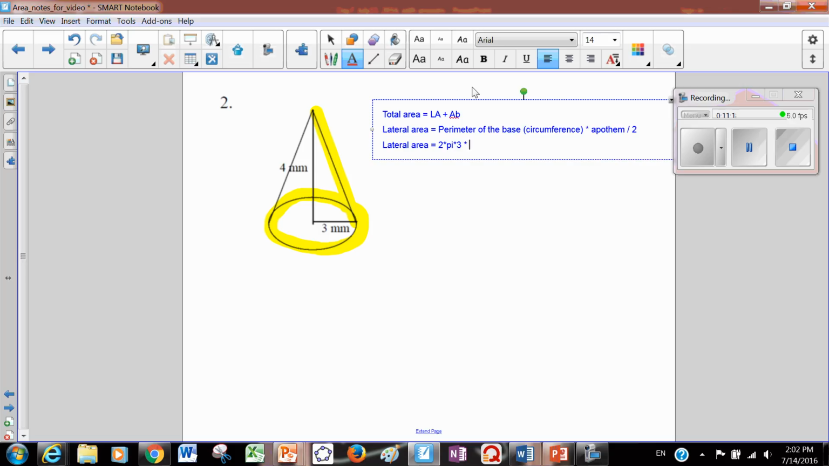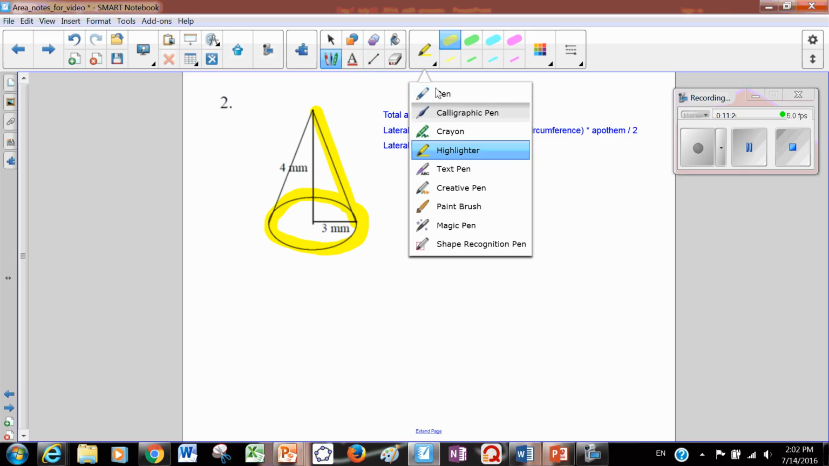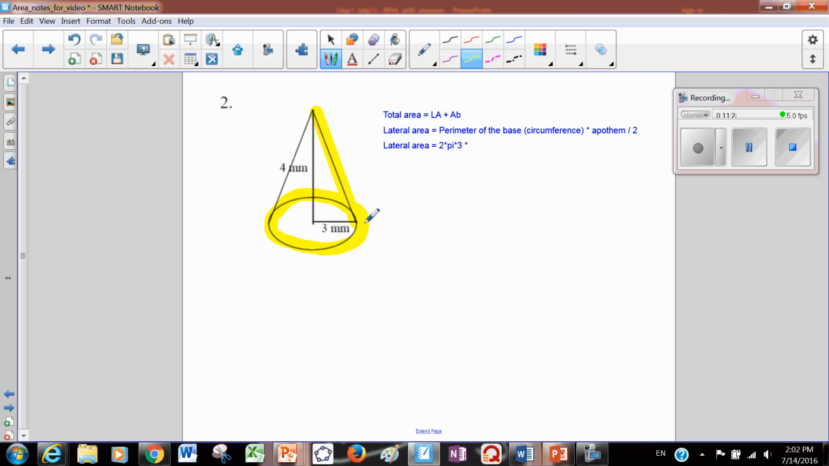Oh, we don't have the apothem, right? So let's put this on the side and come back here. So the apothem, if you look at your picture, is this line here. We don't know it. I'm going to write apothem.